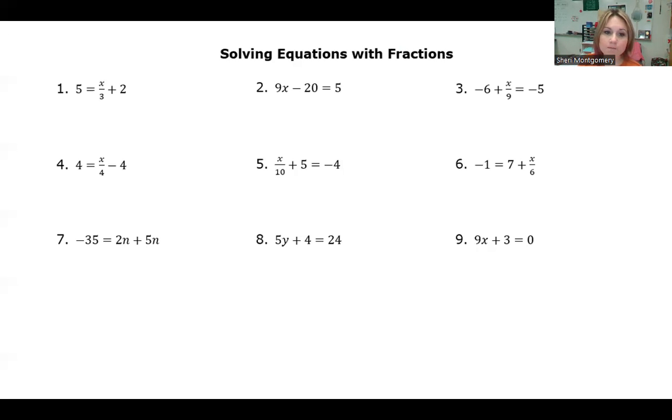So as we go through here, the first thing that we have to do is always addition, subtraction first. So the first thing that I have to do is take care of this plus 2. So I have to subtract 2. So I have 5 minus 2 is 3. And then to get rid of divide by 3, I need to take it over. Good job. I will multiply by 3. So I get x is equal to 3 times 3. What is that? 9.